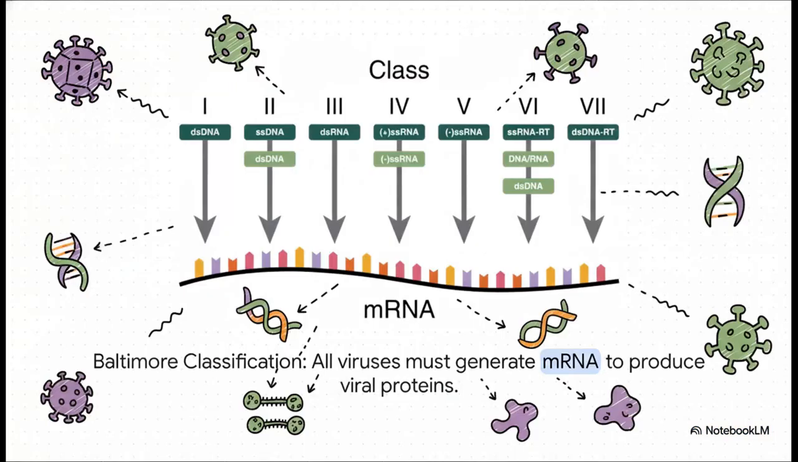Okay, so when it comes to replication strategies, there's a whole bunch of them. And the way we make sense of it all is by using the Baltimore classification system. Now, the single most important thing to remember here is that all roads lead to messenger RNA. I don't care if the virus starts with double-stranded DNA, single-stranded RNA, whatever, it has to make mRNA. Why? Because mRNA is the only language the host cell's protein factories, the ribosomes, can understand. So this whole classification system is just based on the different pathways viruses take to get to that crucial mRNA.